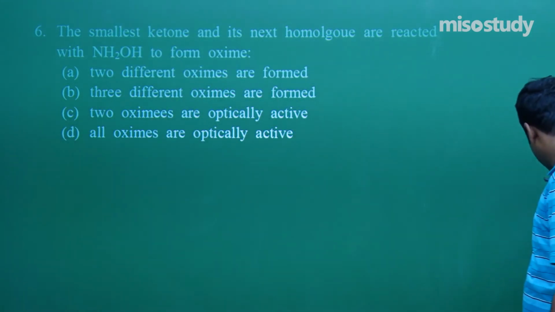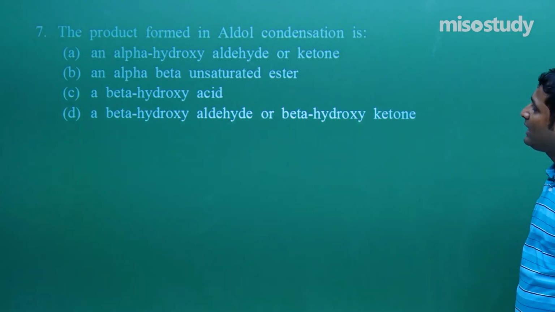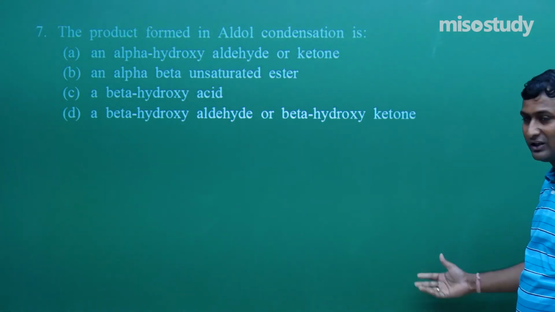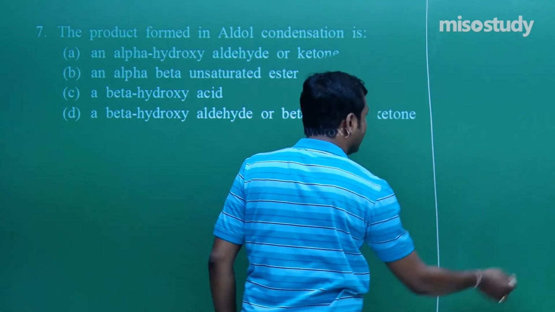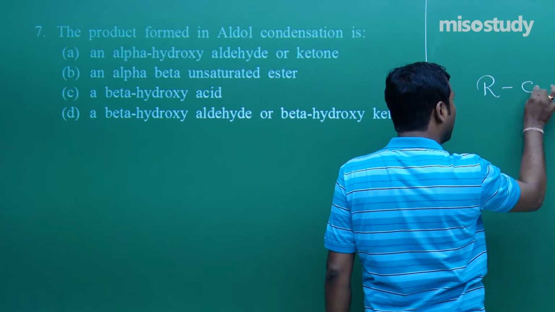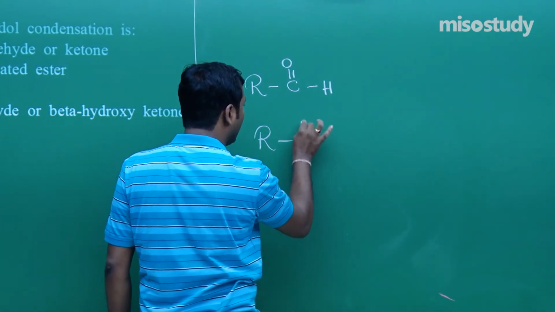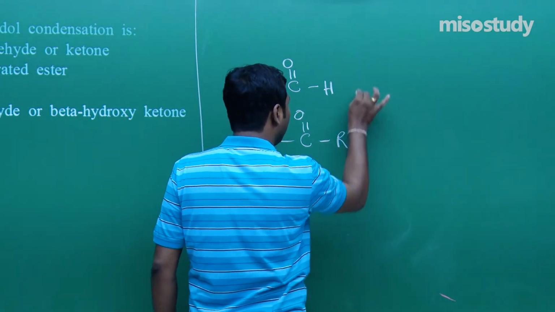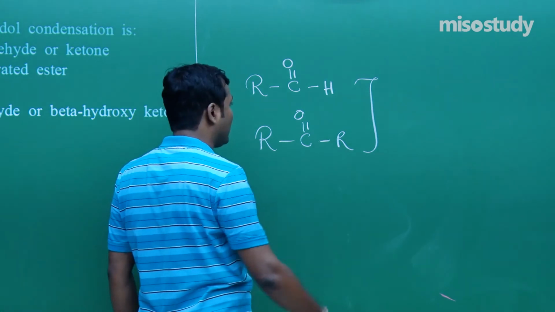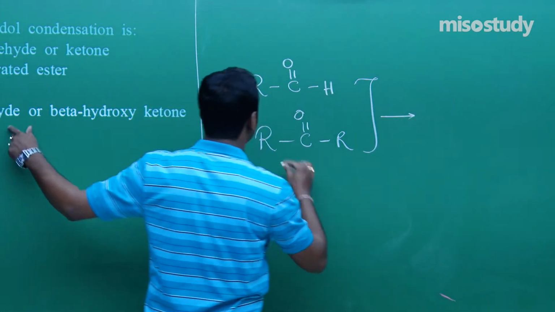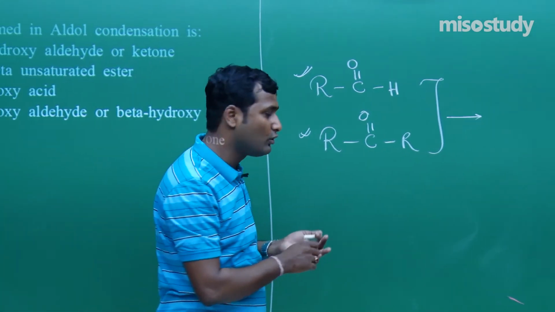Now let's move to the next question, question number 7. The product formed in aldol condensation. It's very simple. If I talk about RCHO or RCOR, in all the cases, the product is beta hydroxyaldehyde or beta hydroxyketone. Do you remember?